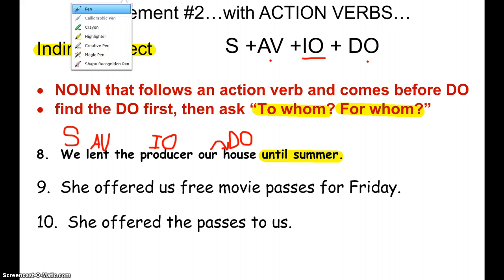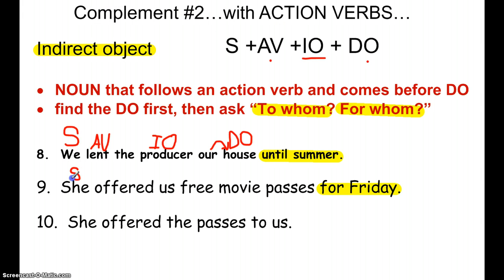The next sentence says, she offered us free movie passes for Friday. We look for a prepositional phrase, for Friday. Find our subject, she. What did she do? She offered. She offered whom or what? And we have to think about this. Do you offer a person or she offered a what? She offered passes. Since we found a direct object, we're going to go one more step now and ask, she offered passes to whom or for whom?